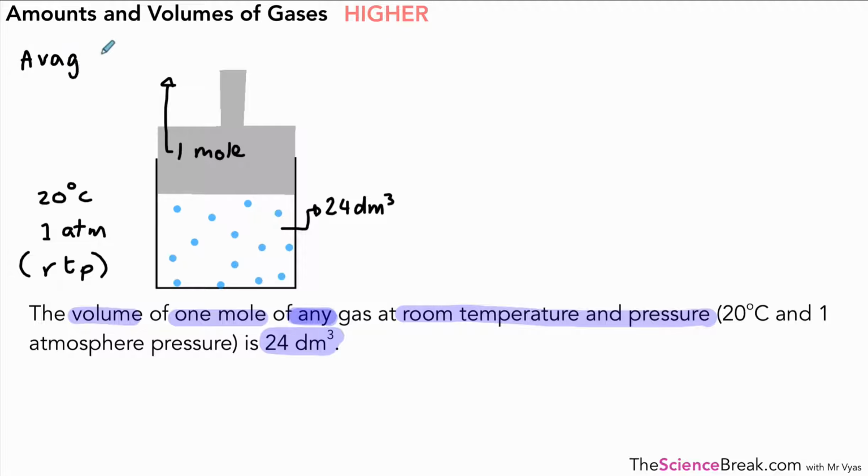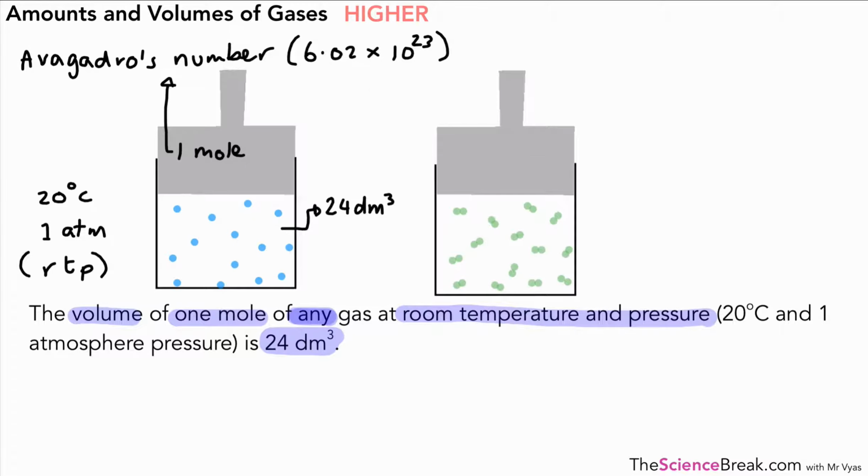Now, 1 mole, as you may remember from a previous video, is Avogadro's number, or Avogadro's constant, and you may also remember that that number is 6.02 times 10 to the 23. That's a high number, but that's the number of particles in 1 mole of any substance, including gases. So if we look at a second gas under the same conditions, 20 degrees and 1 atmosphere of pressure, 1 mole of that gas will also occupy 24 decimeters cubed. Remember, decimeters cubed is a volume.